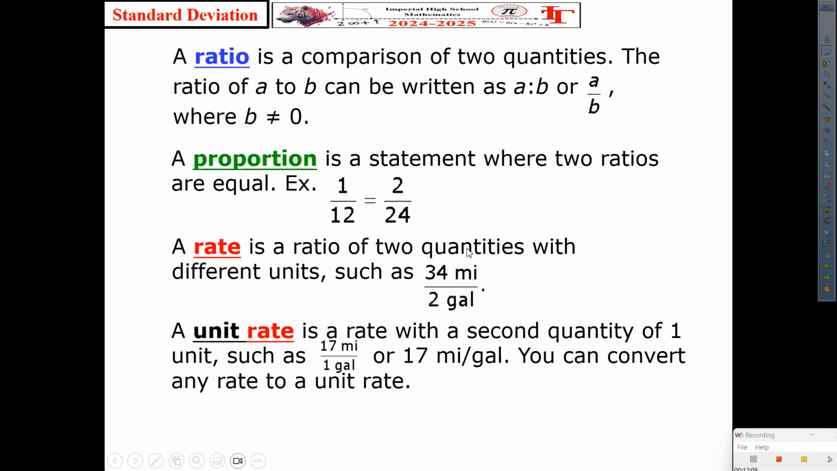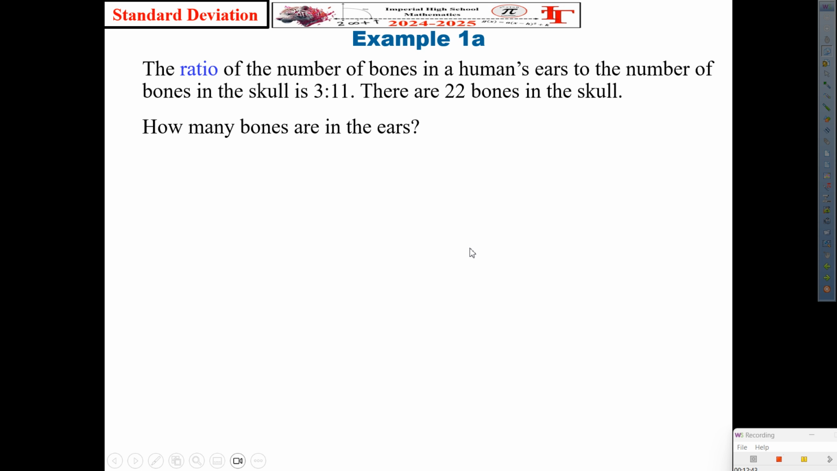All right. So from there, we did some examples that look like this. The ratio of the number of bones in the human ear to the number of bones in the skull is 3 to 11. There are 22 bones in the skull. Tell your neighbor how you would set up a ratio and then a proportion for that one. All right, on your screen, write me the proportion. Don't solve it, just write the proportion. I want to see that you remember how to start setting it up.